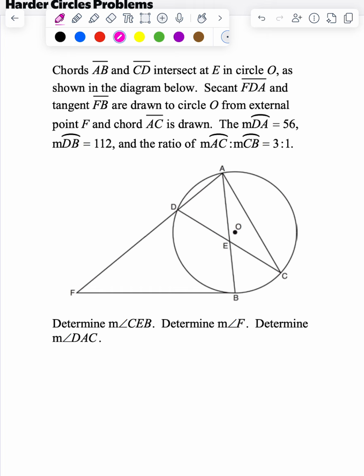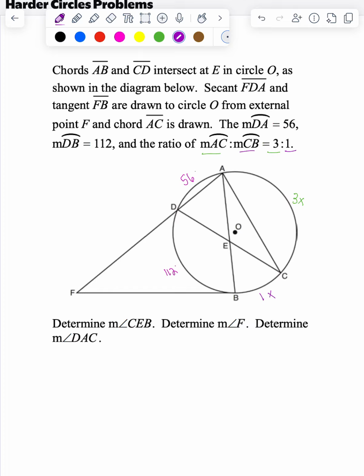Chords AB and CD intersect at E in circle O as shown in the diagram below. Secant FDA and tangent FB are drawn to circle O from external point F, and chord AC is drawn. The measurement of arc DA is 56 degrees. The measurement of arc DB is 112 degrees. And the ratio of arc AC to arc CB is 3:1. So AC can be represented as 3x, and CB can be represented as 1x.